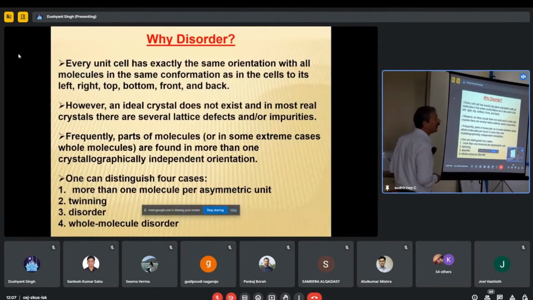Then twinning. Earlier it was difficult, but nowadays very powerful programs are there, and twinning is taken care of in SHELXL itself. Then comes disorder of part of the molecule. Mostly the central part of the molecule is not disordered. It is the peripheral side parts, the substituents, whatever we have attached to the molecule, that show disorder. Sometimes the central part of the molecule, because of its rigidity, does not show any disorder, but some molecules do show disorder. Whole molecule disorder is very, very rare.